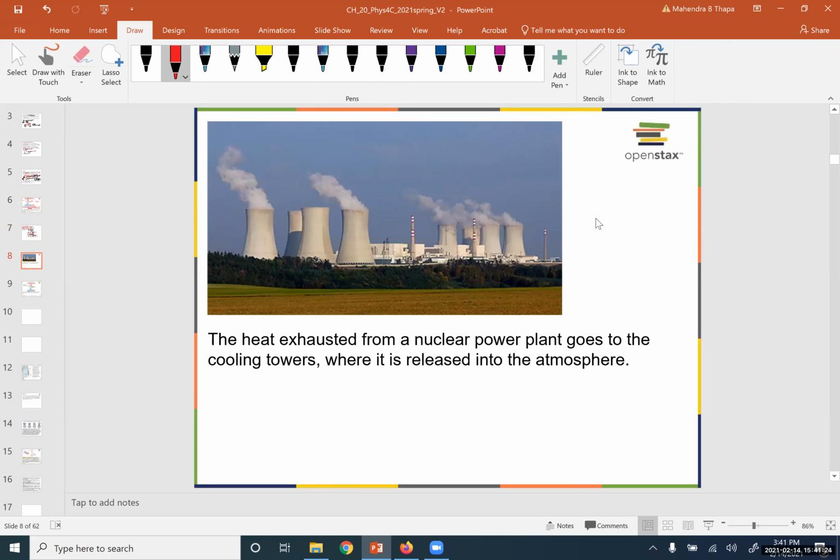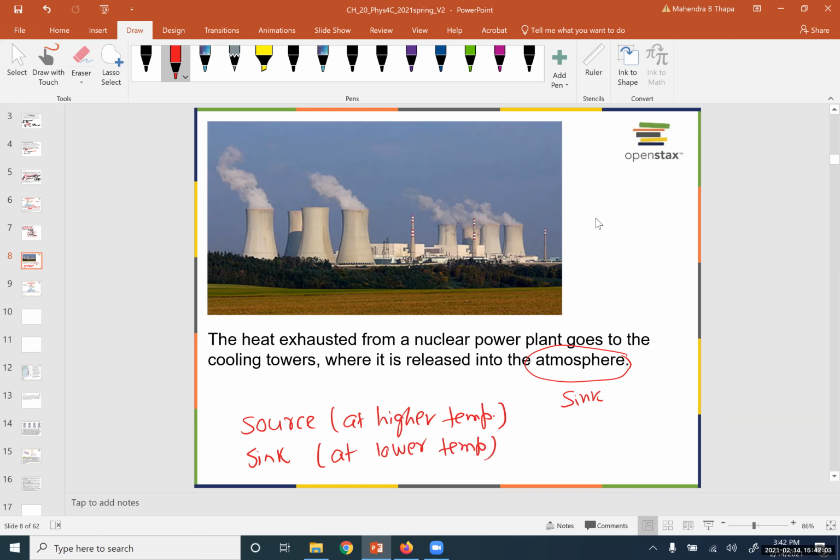If you see in this example, the heat exhausted from the nuclear plant goes into the cooling towers, where it is released into the atmosphere. So here the atmosphere behaves as a sink at lower temperature. In simple words, source means at higher temperature, and sink means where the extra heat will go, at lower temperature. So source and sink are defined in this way.